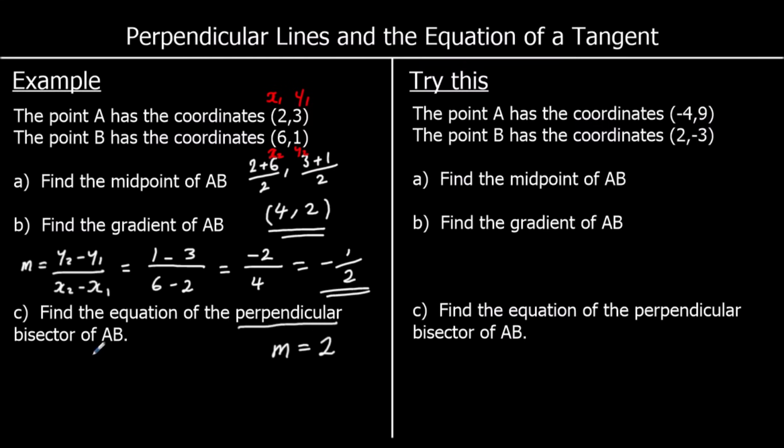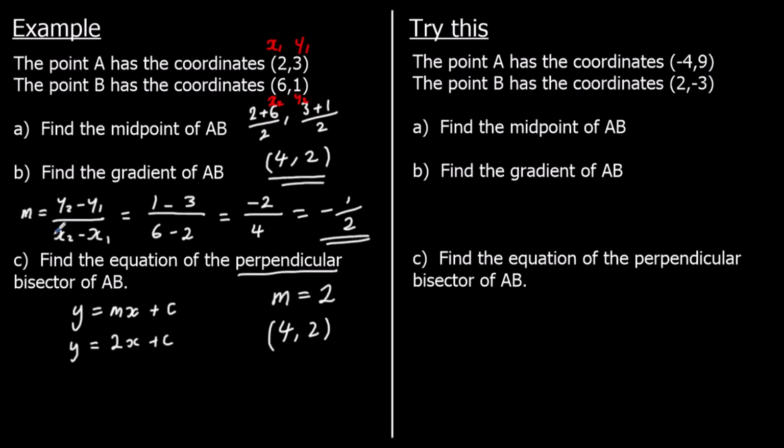The perpendicular gradients multiply to make negative 1. And a bisector means it goes through the midpoint. So we're finding the equation of a line with a gradient of 2 that goes through 4, 2. And the equation of a line is in the form y equals mx plus c. So the gradient is 2, m is 2, so y equals 2x plus c. And we can use our coordinates, the midpoint of AB, x and y, to find the y-intercept, to find c.